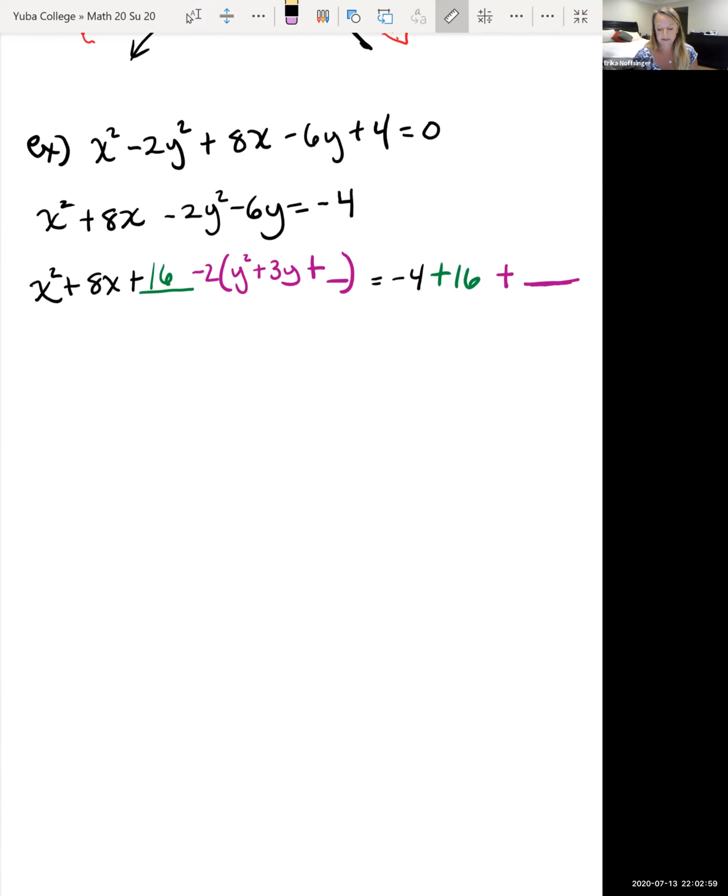So we're going to half our b value, so 3 divided by 2. If I add 1.5 plus 1.5, I get 3. And so 3 halves times 3 halves is going to give me this value. Well, 3 halves times 3 halves is 9/4. So I need to add 9/4 in here to make that a perfect square.